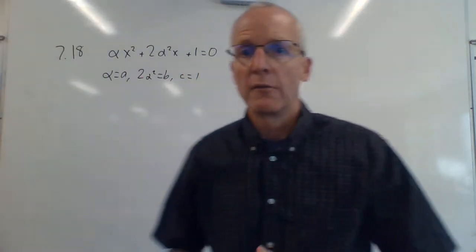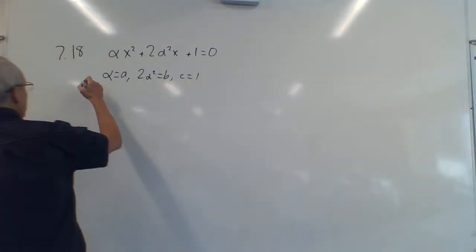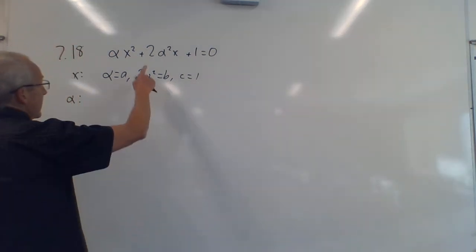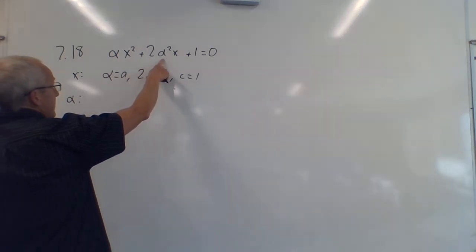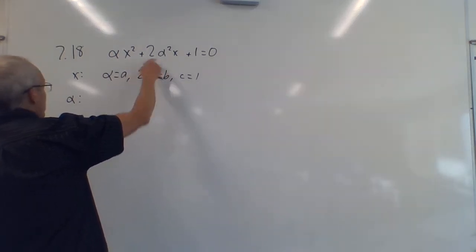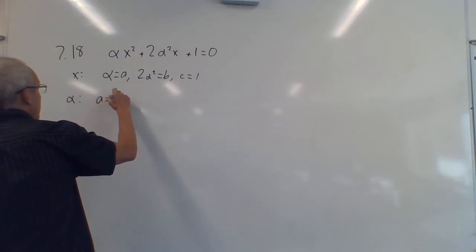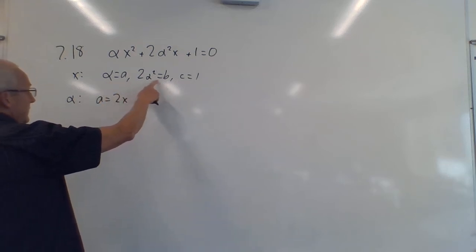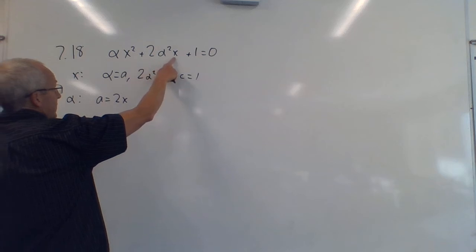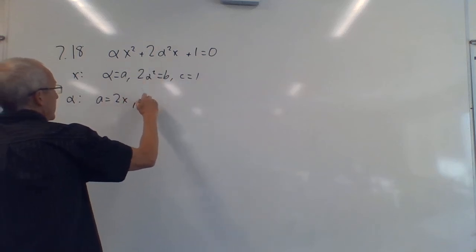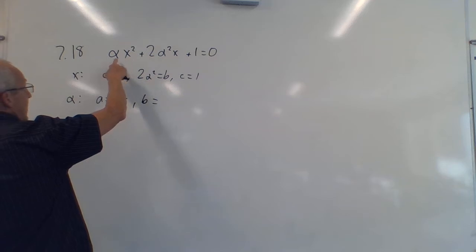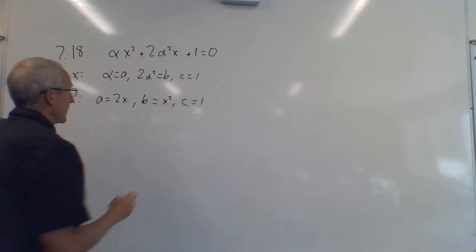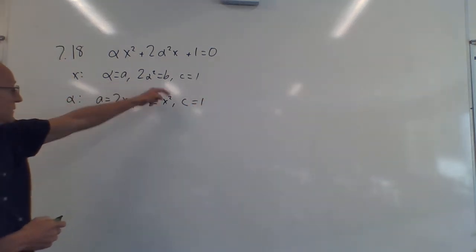So 2 alpha squared is equal to b, and then c is equal to 1. Now, let's say we're looking for alpha. Then we're going to have an x in our answer. The alpha squared term would be the a, because it's in front of the alpha squared. So a is 2x. B is whatever's in front of the alpha term, which is x squared, and c, again, is just the thing by itself, which is 1.